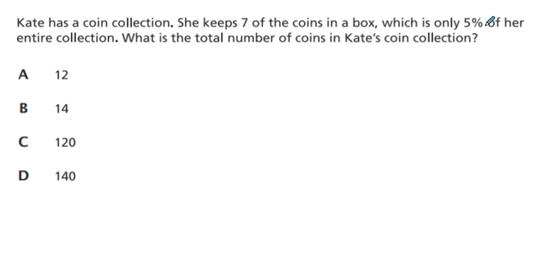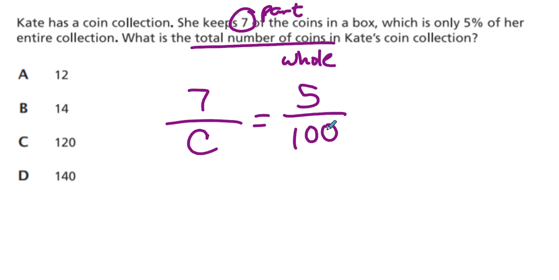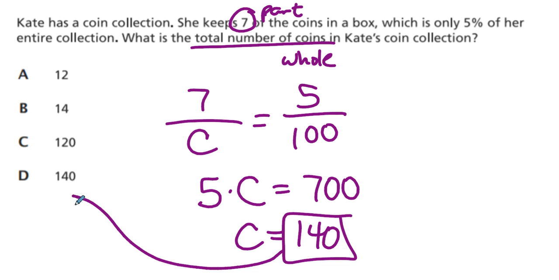Now, in my random sampling of New York State exams, this is the third of 3 examples where we have the part and don't know the whole. And that part compares to the whole as 5 compares to 100. Again, it's tricky to scale this up, so maybe we cross multiply, and maybe C is 140, which happens to be an answer choice.